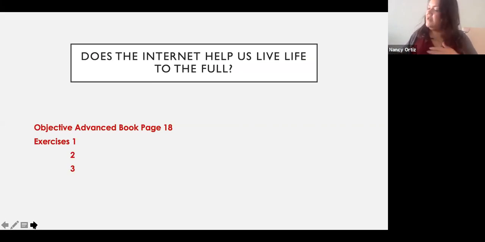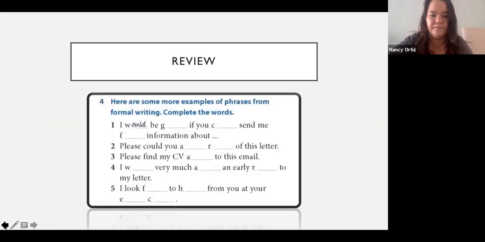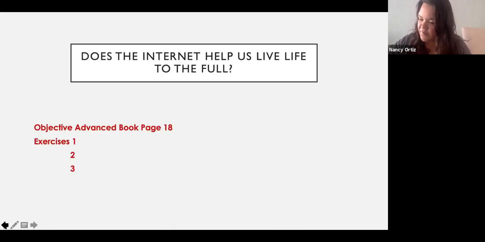The Cambridge English Objective Advanced, the blue one, this one. Please go to page 18. Okay, are you there? Page 18. Okay, so here we're going to do the first 3 activities on that page. Does everybody have the book? Yes? Okay, we're going to do the first 3 activities.